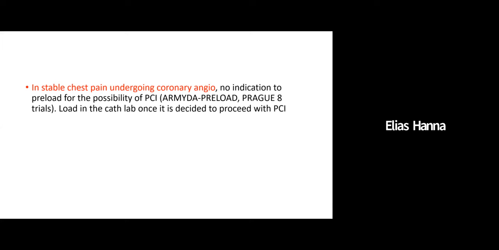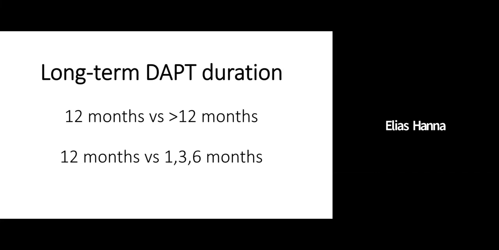Now, in stable chest pain undergoing angio, we definitely don't preload. If you do cath and you find that he needs an intervention, we give ad hoc Plavix during the case or at the end of it. That was also proven in several trials.